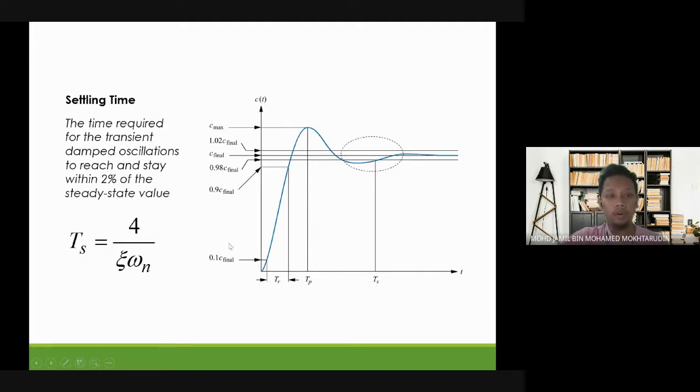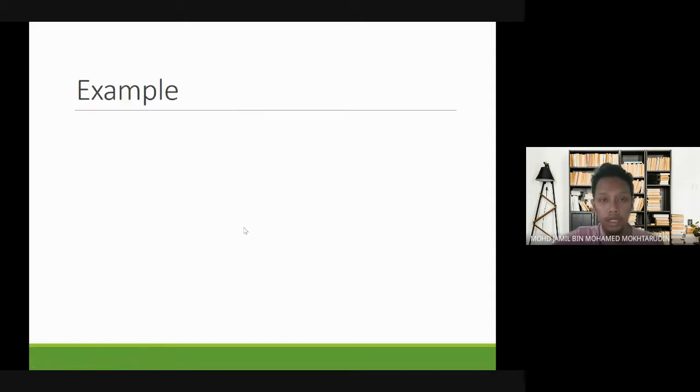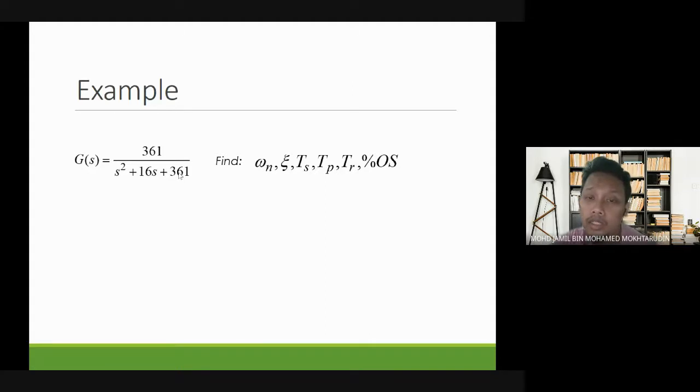Okay, so we have 4 different performance parameters for the underdamped second order time response. Okay, so let's look at an example. Let's say you have G(s) equals 361 divided by s squared plus 16s plus 361. So find omega n, damping ratio, Ts, Tp, Tr, percent overshoot.